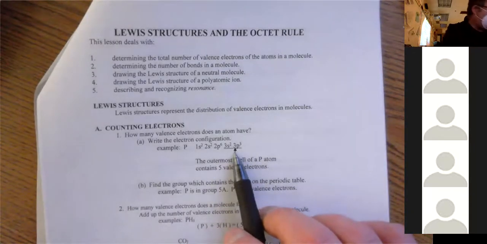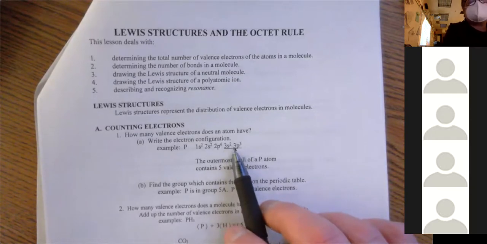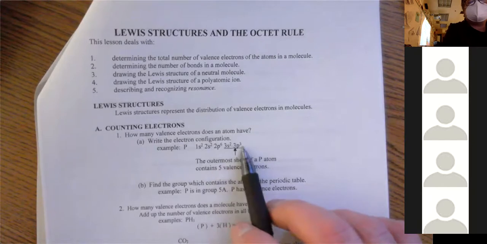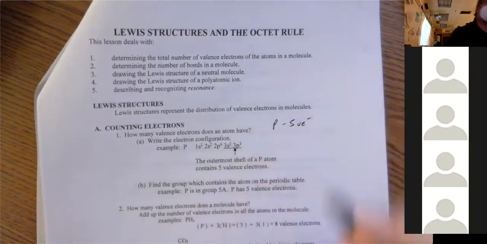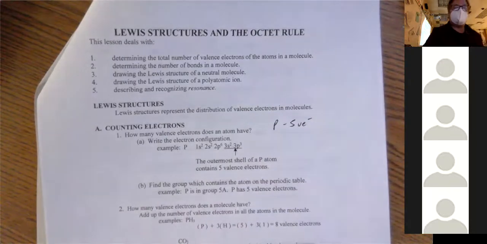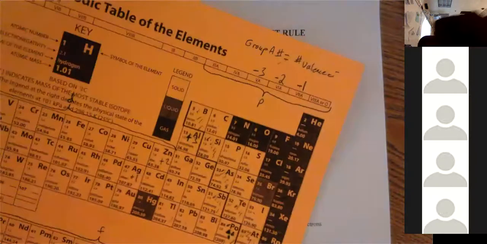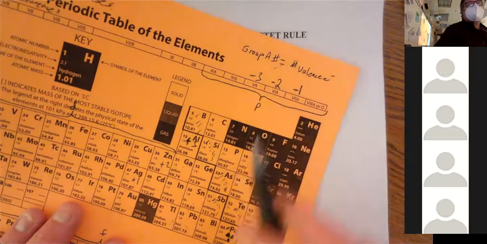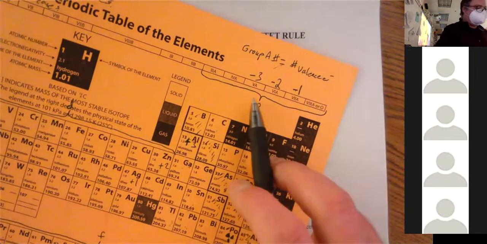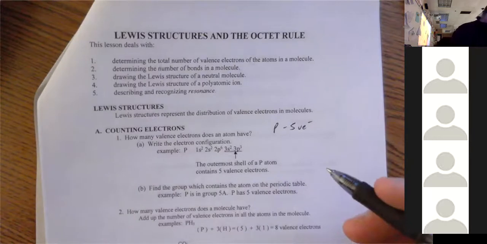There are many ways to do this. One way is to use the electron configuration. Look for the highest level, 3. 2 plus 3 is 5. So P has 5 valence electrons. Easy enough, right? The other way is to look at your periodic table. Find P on the periodic table. Oh, look at that, 5A. P has 5 valence electrons. That V is a Roman numeral 5.